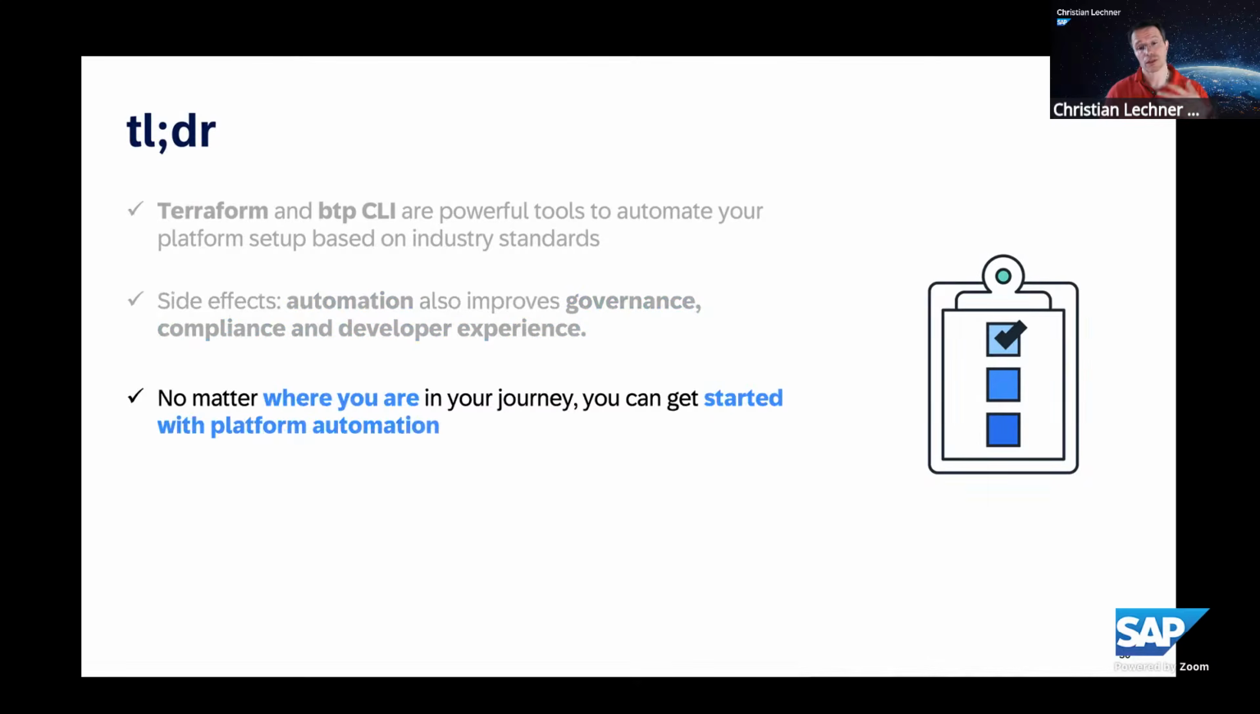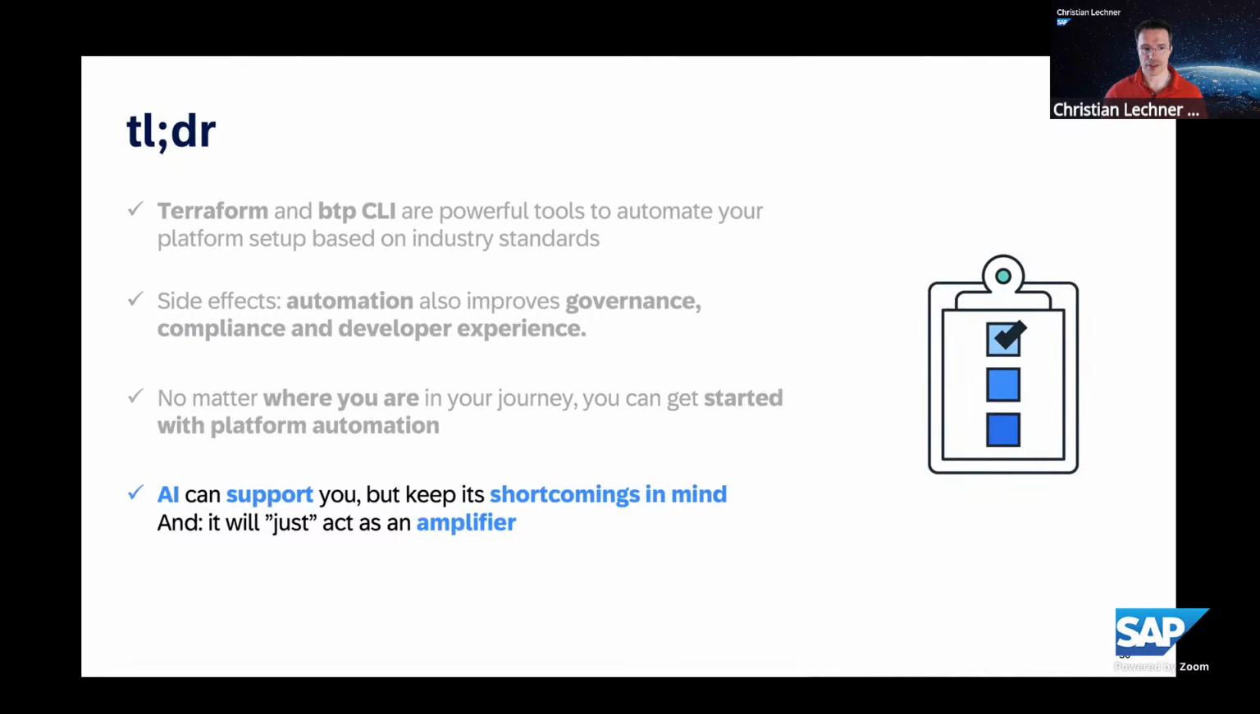And what's also important and what we could hopefully show you is that no matter where you are in your journey in using Terraform, greenfield, brownfield, somewhere in between, you can get started with platform automation. The tools are there, the documentation is there that helps you with that, and looping in AI might even get you through the door, or from the starting line, and help you with setting up a decent platform automation. Having said that, AI is definitely there and should be used to support you.